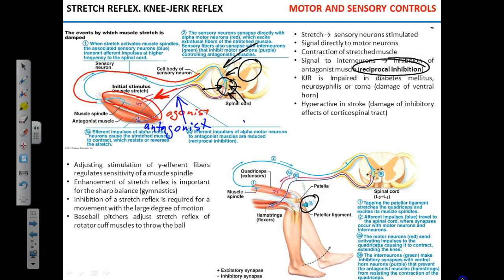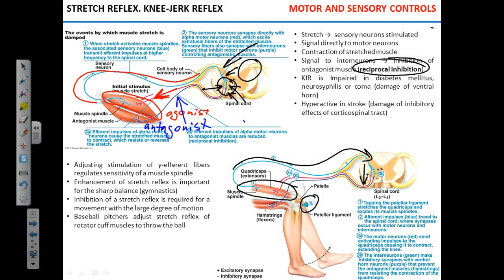And when the hammer taps, that ligament stretches, and it also stretches quads, extensors of the knee. Does that make sense? That's the stimulus, stretch of the quads. When quads stretch, the signal goes into, all that you just saw, the dorsal horn of the spinal cord, and that sensory neuron that goes there synapses first with a motor neuron, the red one.